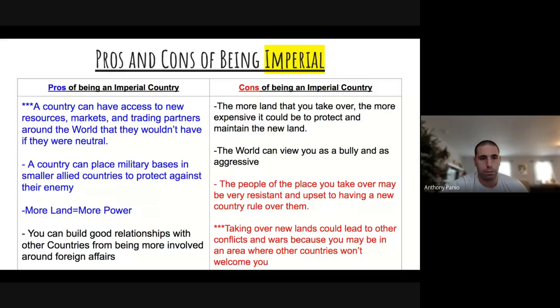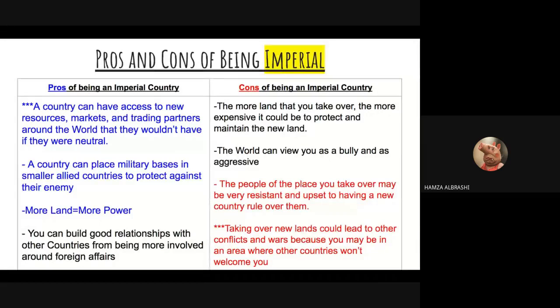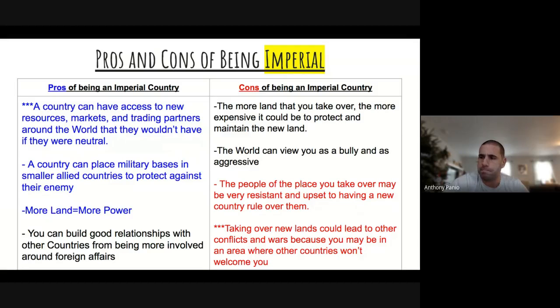I was going to say, doesn't Russia have the largest land? Yeah, I would say so. I would definitely say so.